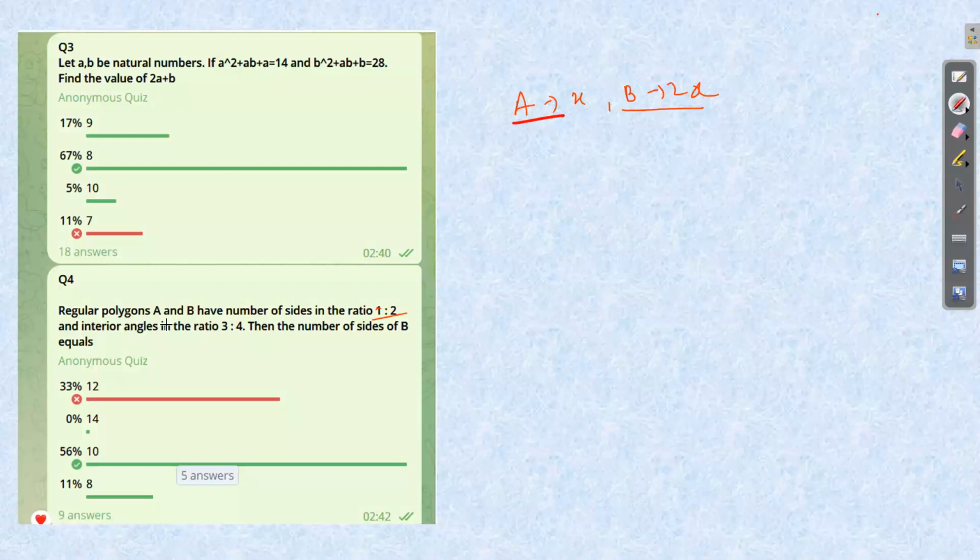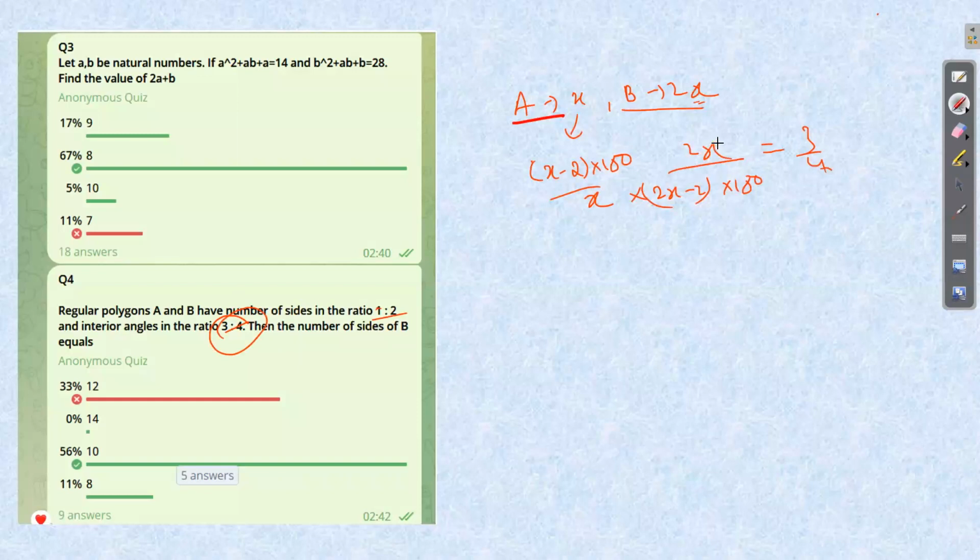It is given that the ratio of their interior angles is given. If there are x sides, then each interior angle will be (x minus 2) into 180 by x. And for the other, it will be (2x minus 2) into 180 by 2x. This ratio is given to us as 3 to 2. So let's solve this. The 180 gets cancelled, and from here the 2 will get cancelled.